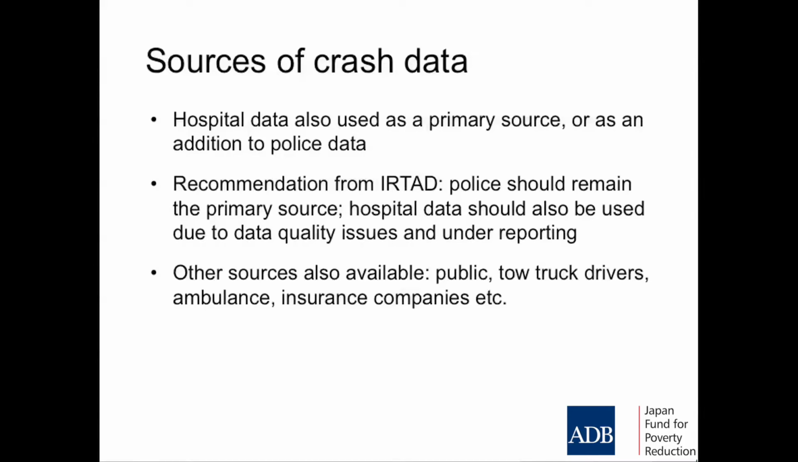main source of information. And the reason for that is that police are able often to go to the location where the crash has happened on the road, and so they can gather a lot of information which is useful for many different people. So they, for that reason, should probably stay the main source of our information.